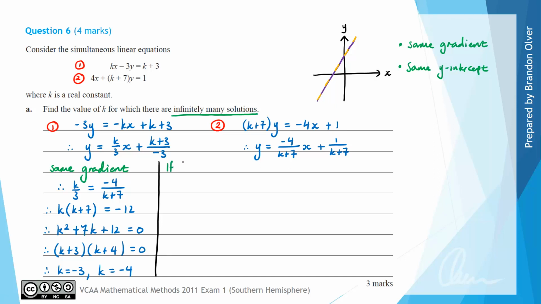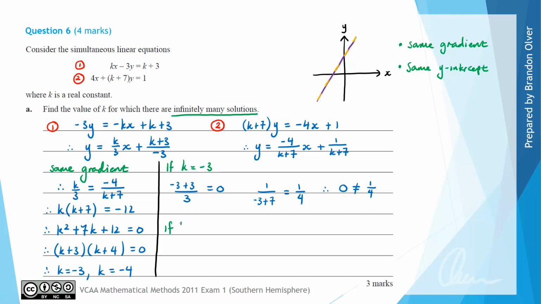If we start with k equals negative 3, the y-intercept of the first line is going to equal negative 3 plus 3 over 3, which is equal to 0. Then if we consider the y-intercept of the second line, which is 1 over k plus 7, we'd have 1 over minus 3 plus 7, which equals 1 over 4. Therefore, as 0 does not equal 1/4, we get no solutions for that equation rather than infinitely many solutions.